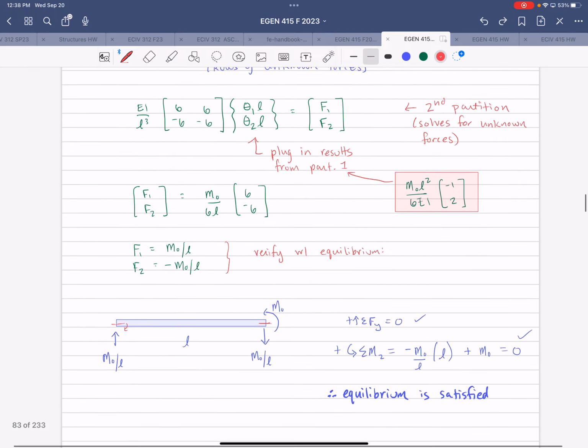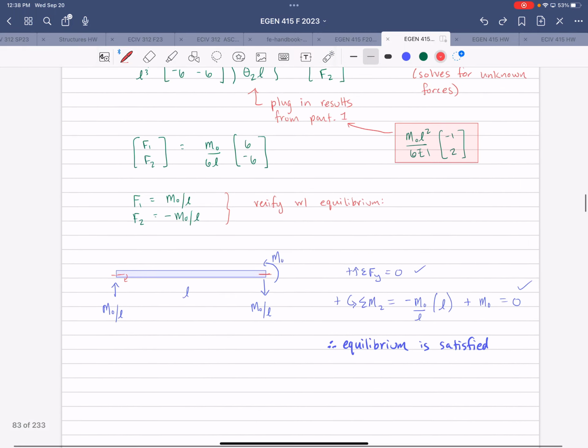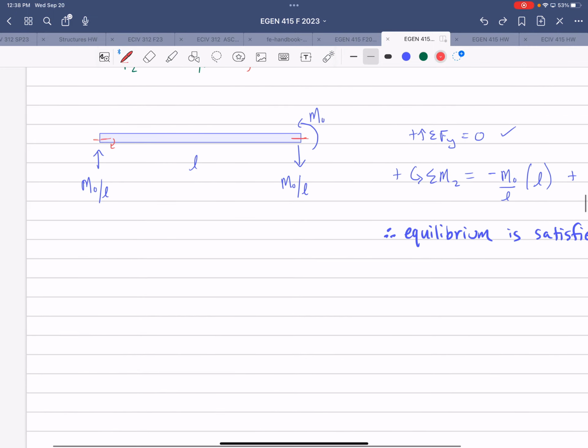Oh wait, what did I say? Yeah, that's correct. Counterclockwise rotation at node 2. So deflected shape would look something like this, with greater rotation at node 2 compared to node 1.